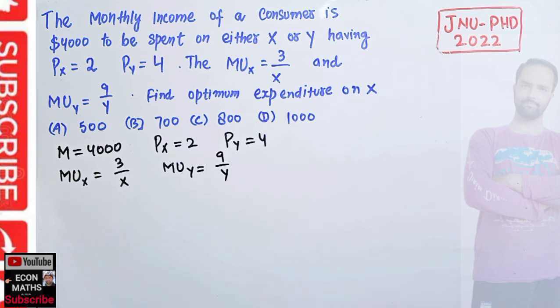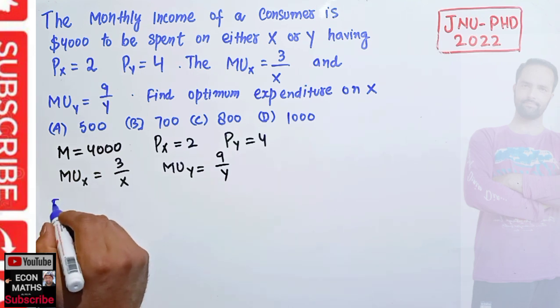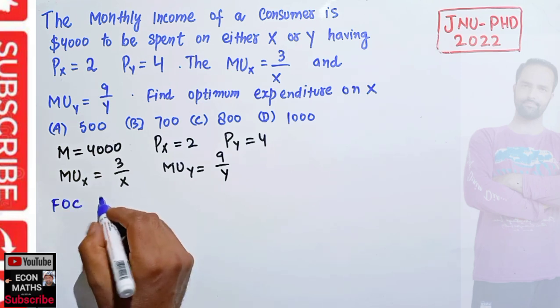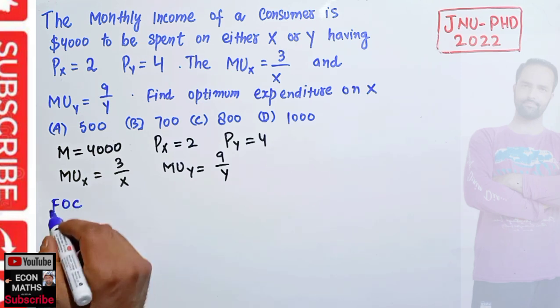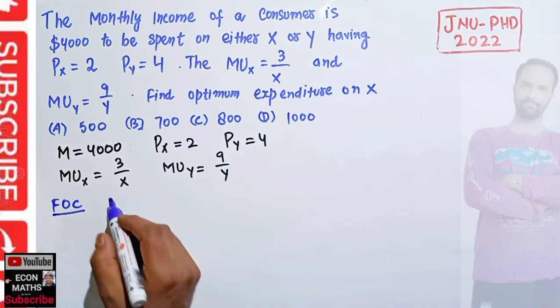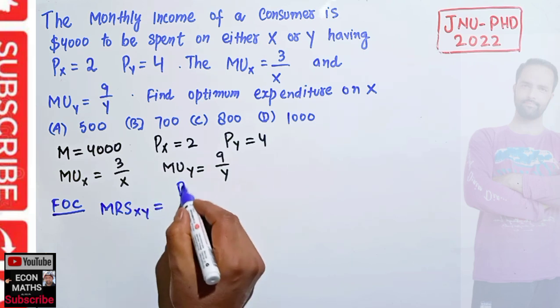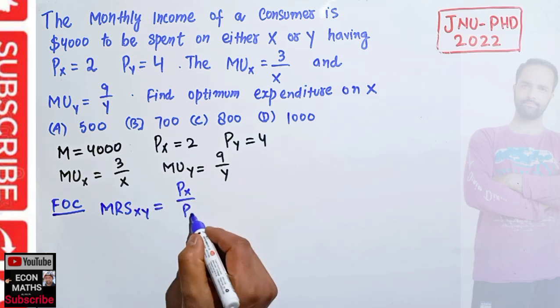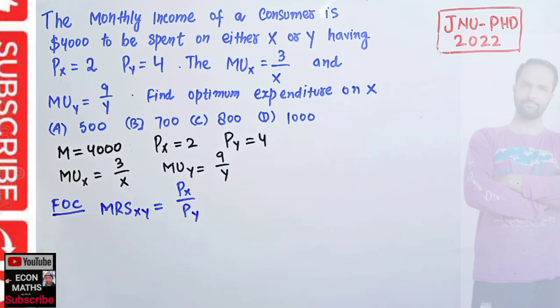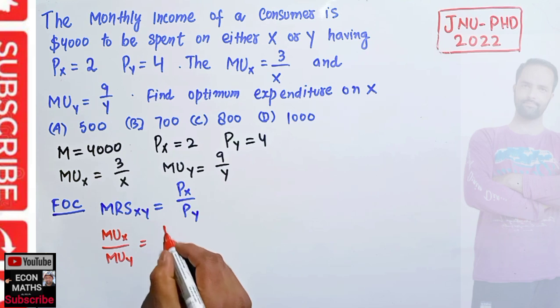So how do we find? First we need to find out the first order condition for optimization. Okay, first order condition for optimization requires that marginal rate of substitution between good X and Y should be equal to the ratio of the prices, that is price of X upon price of Y. MRS is simply marginal utility of good X upon marginal utility of good Y. It should be equal to price of X upon price of good Y.